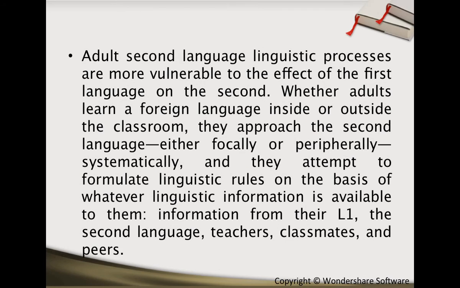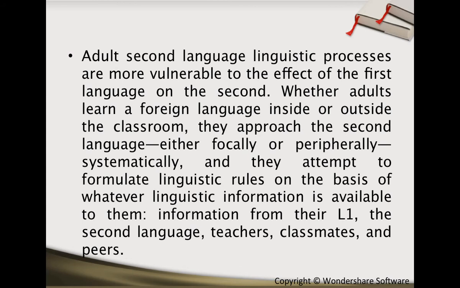Adult second language and linguistic processes are more vulnerable to the effects of the first language on the second. Whether adults learn a foreign language inside or outside the classroom, they approach the second language either focally, that is to say, they consciously focus on it, or peripherally, that is to say, systematically following an order, and then they attempt to formulate linguistic rules on the basis of whatever linguistic information is available to them, either from the first language or from the teachers, from the classmates, from the peers. So it's not just from the first language interference.